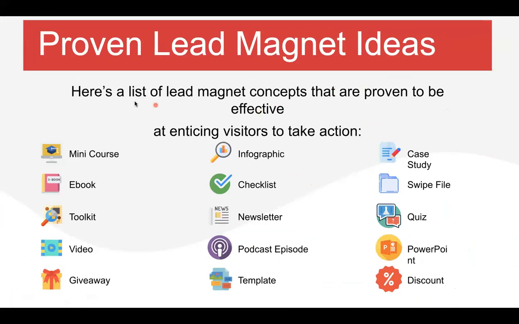Proven lead magnet ideas: mini course, ebook. I love ebooks, I love mini courses, toolkit, video, I love videos, giveaway. I don't really do a giveaway, but that's entitling people to free stuff. Infographic, checklist, a checklist of things to accomplish a specific goal. Newsletter, kind of getting old because most people don't really check their email. Podcast episode, template, case studies are also good. Swipe file with a bunch of free stuff, quiz, and a PowerPoint or a discount.